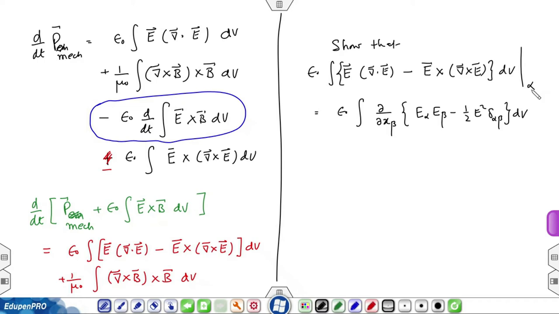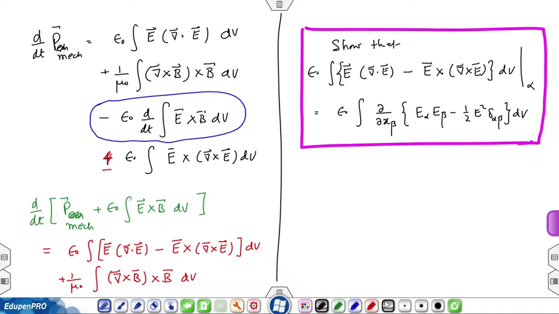You may wonder that earlier in the electrostatic case, we had shown that only the first term gives the term on the right hand side. Yes, that is true, because in the electrostatic case, curl of E was 0. And now that curl of E is not 0, we are subtracting it and getting this answer. So, that is one term.